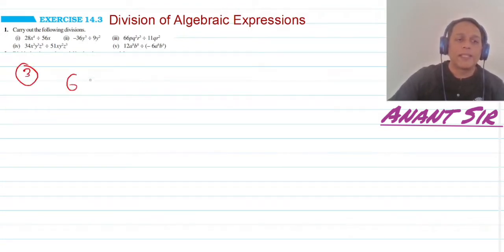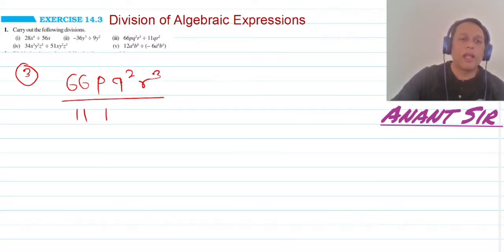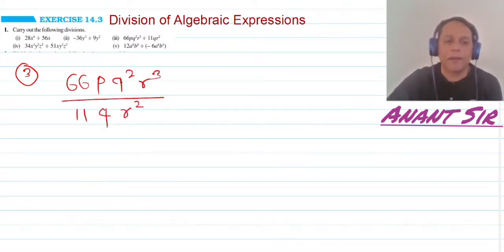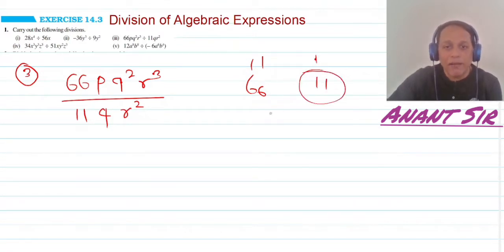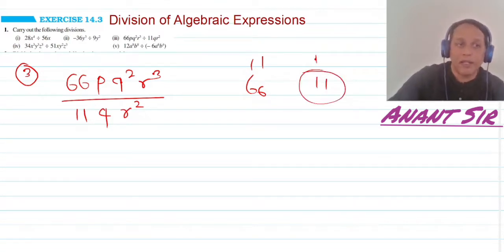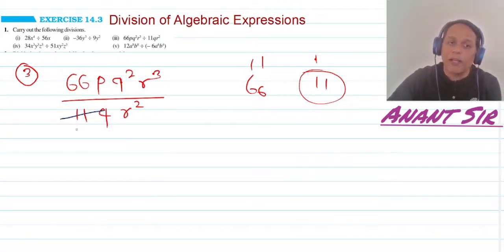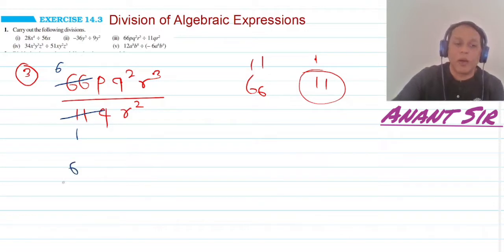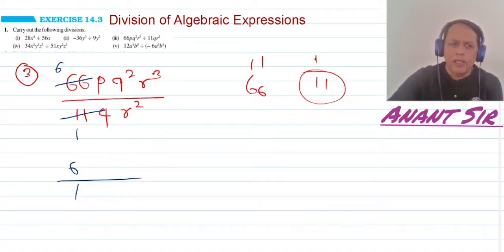It is 66pq²r³ divided by 11qr². Now 11 and 66, these numbers are divisible by only 1 and 11, right? So 11 is the greatest common divisor. So we divide both by 11. 11 ones are 11, 11 sixes are 66. So it is now 6 by 1. Now we have to think only about the variables.